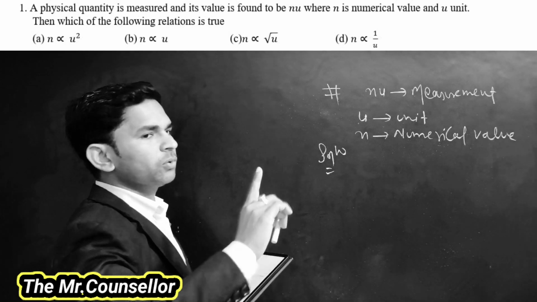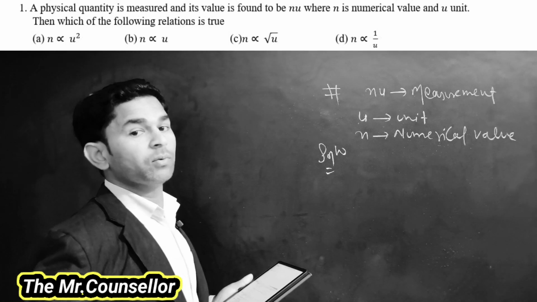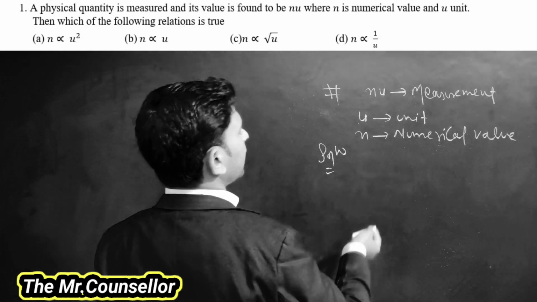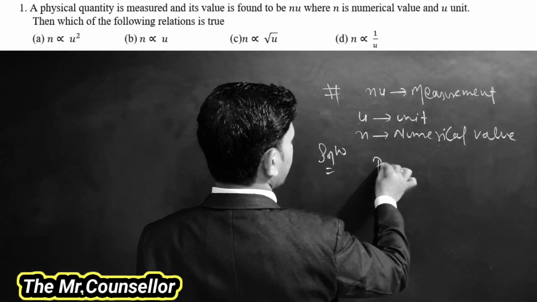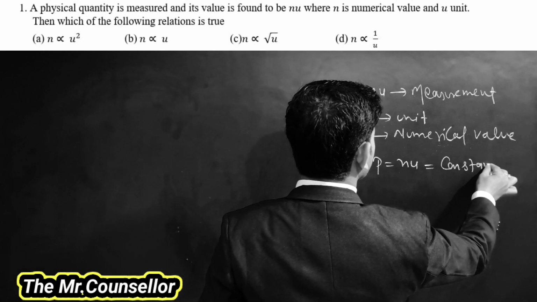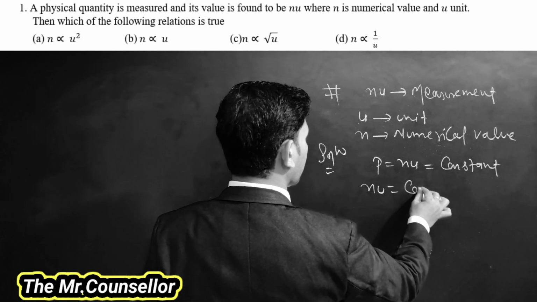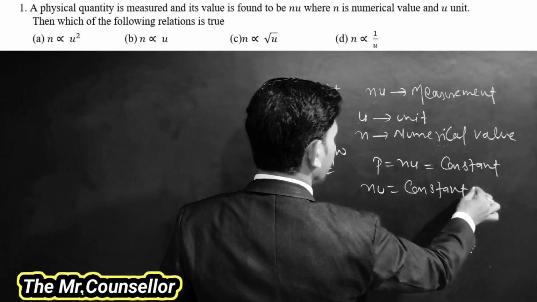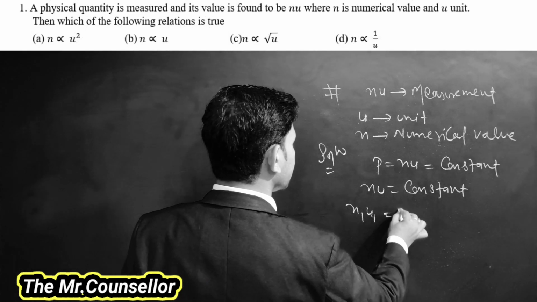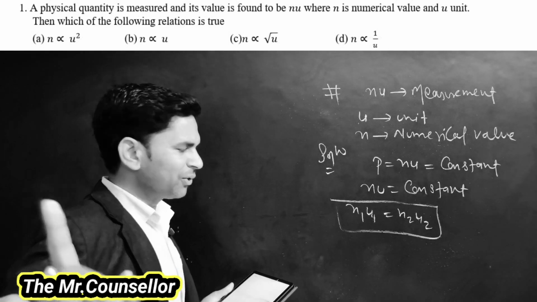If you measure any quantity, that measurement always gives one constant value. So you can write nu is equal to constant. Nu is equal to constant. So here you can write n1 u1 is equal to n2 u2. Clear? Any doubt? No doubt.